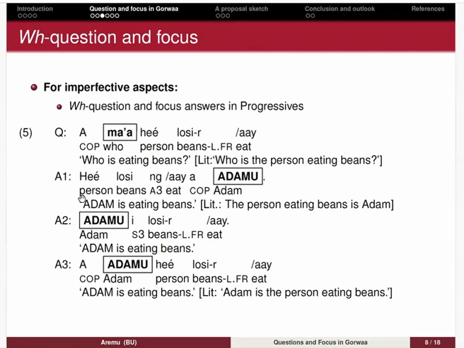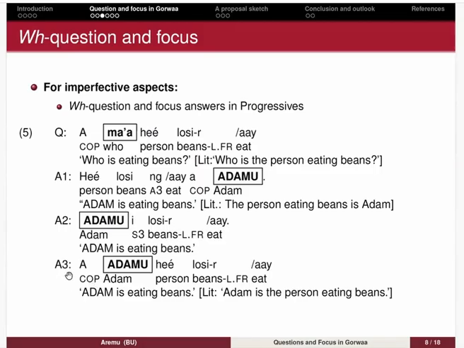And you can answer this question in 3 ways. So you can answer either with the pseudo cleft as in A1. This is the pseudo cleft where you have the relative clause and then the copula, and then you have the focused answer, Adamu, right? So this literally means the person eating beans is Adam, right? And you can also answer the same question with a normal declarative or canonical word order where you have the subject, the verb, and then the object, just like we saw for the perfective aspect case, right?